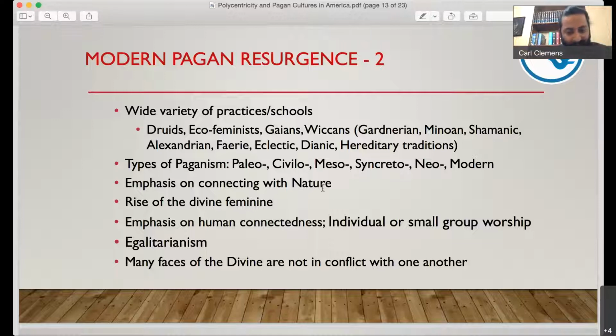There's an emphasis on connecting with nature. There's the rise of the divine feminine. There's an emphasis on human connectedness. Individual and small group worship is very prominent. They are very big on egalitarianism. And they believe that the many faces of the divine, some of them benign, some of them warlike, are not in conflict with one another.